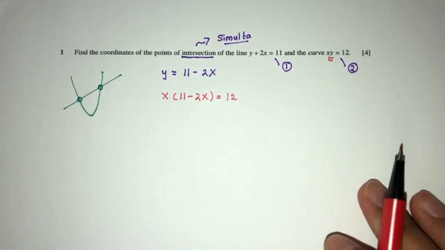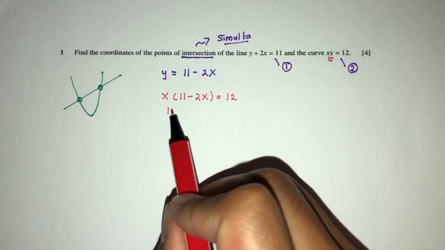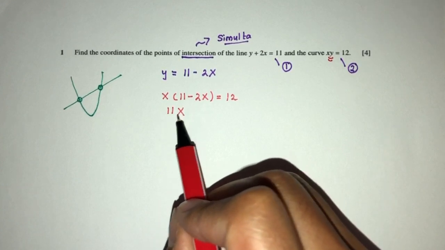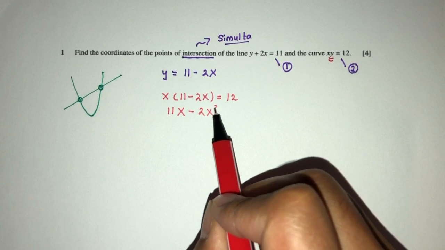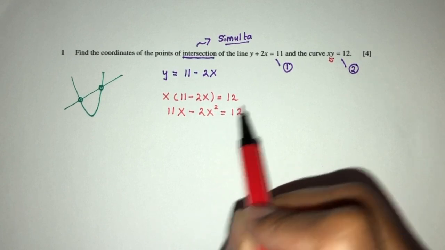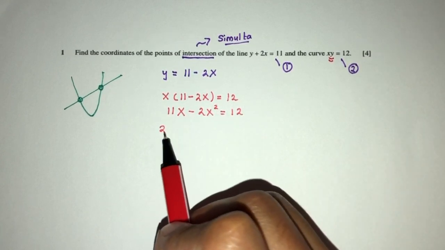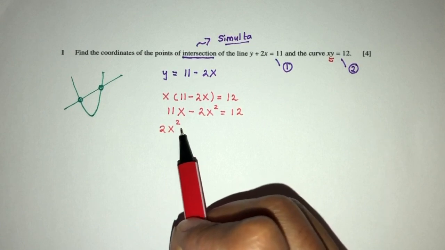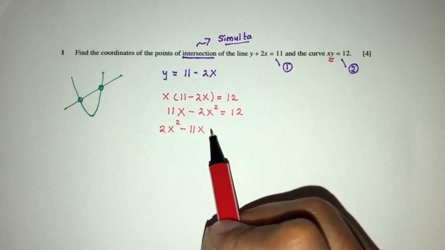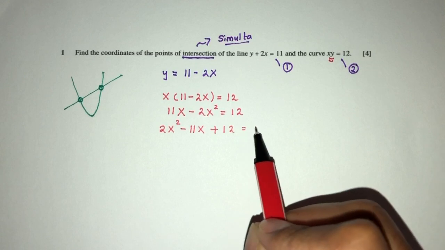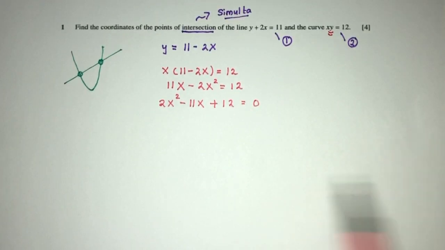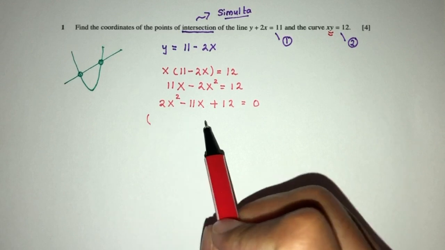Now solve step by step. That will be 11x minus 2x squared equal to 12. Let's send everything to one side. You will have 2x squared minus 11x, and then plus 12 equal to 0. Now, as you can see here, we have a quadratic equation. We can factorize, or we can use the formula to solve this equation. So I will go with factorization.